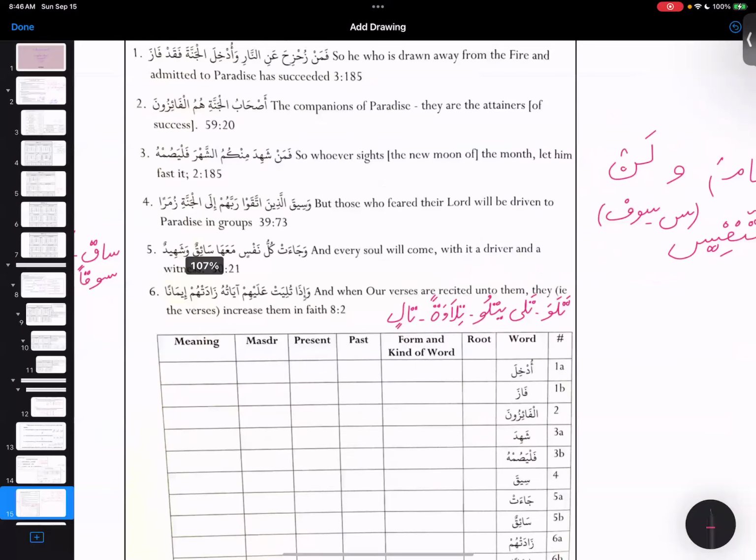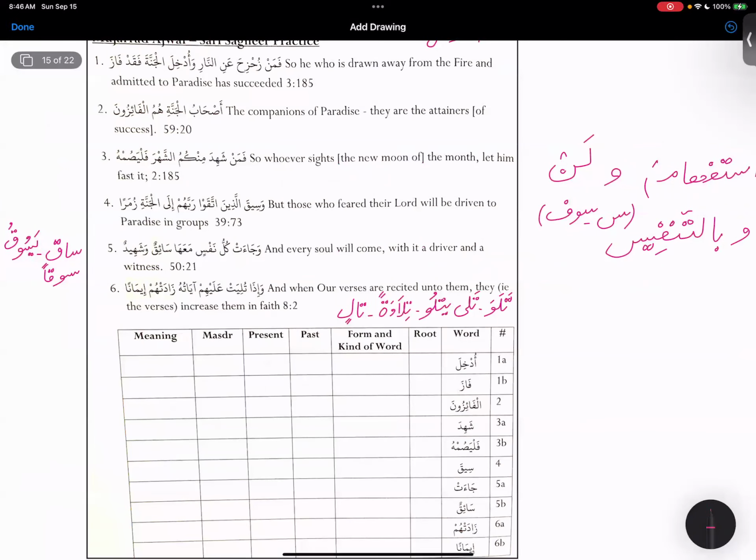And then next, number 4 is "wa suqa alladhina ittaqaw rabbahum ila al-jannati zumara." Now, Sika, what kind of fail is Sika? Ajwaf. Saka yasiku. What Bab is it making? Nasara. Whenever you see in the mudari, the middle root letter having kasra, then it is basically daraba yadribu. So this is Saka yasiku, daraba yadribu.